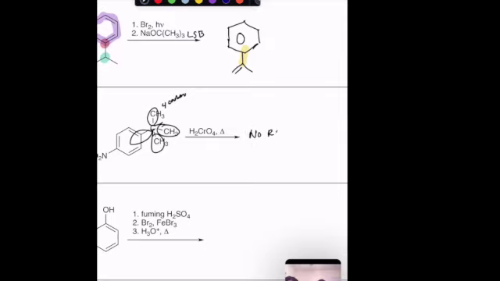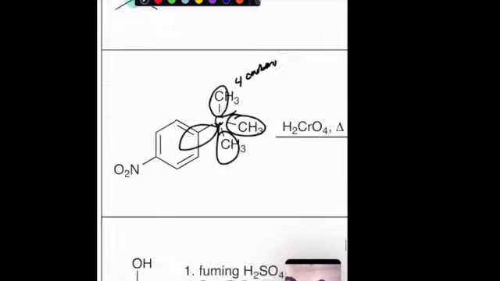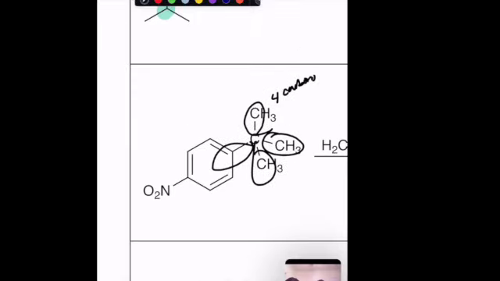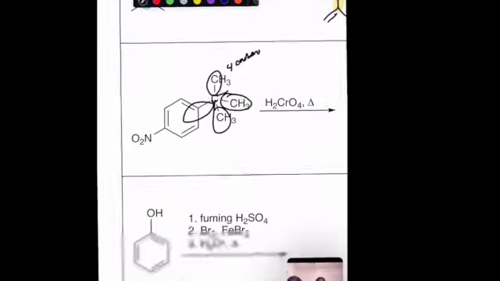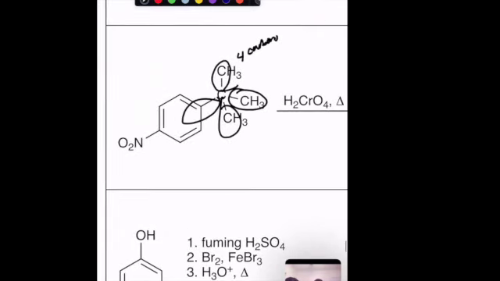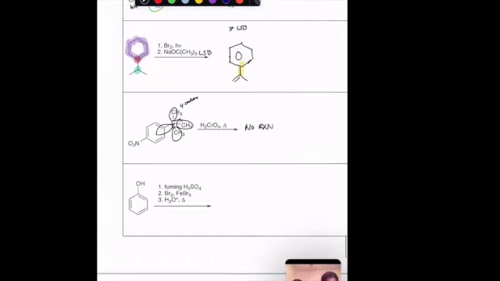So just know that for our H2CrO4, we need this to be, oh my gosh, we can't have her be extraordinary. Extraordinary carbon? Just an ordinary girl. So just know for H2CrO4, we're looking for tertiary carbons and below.